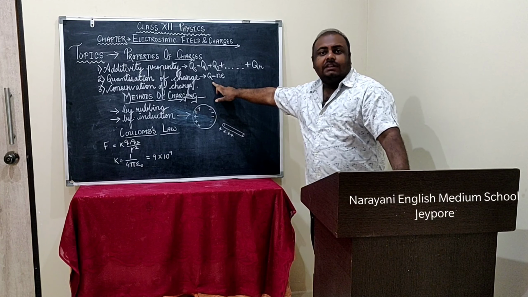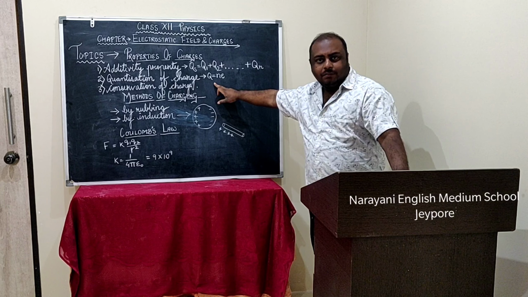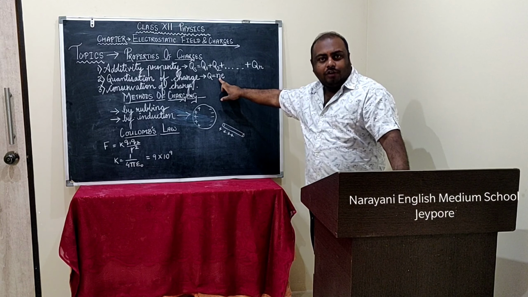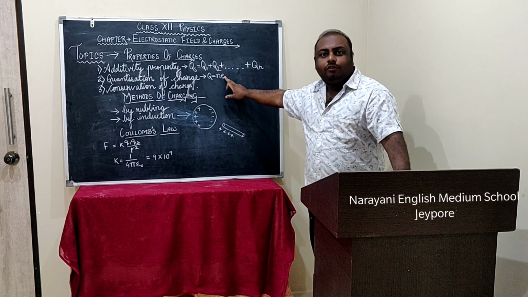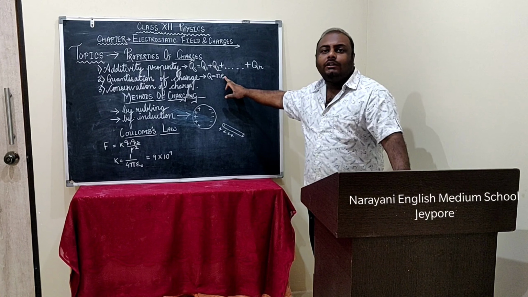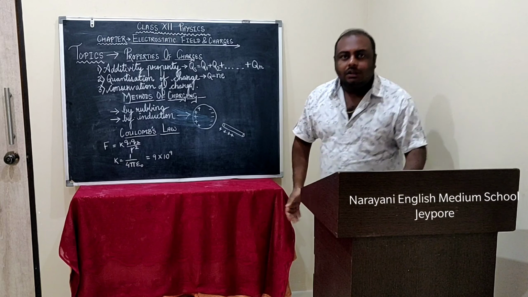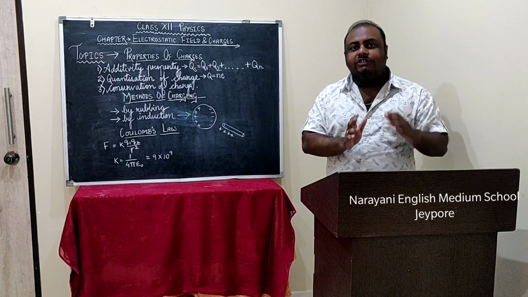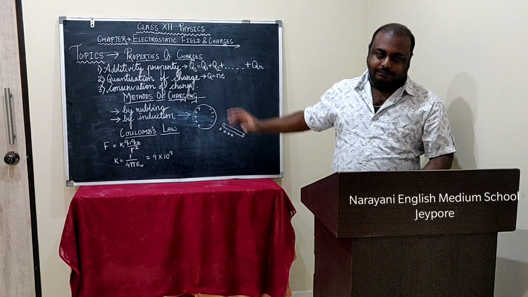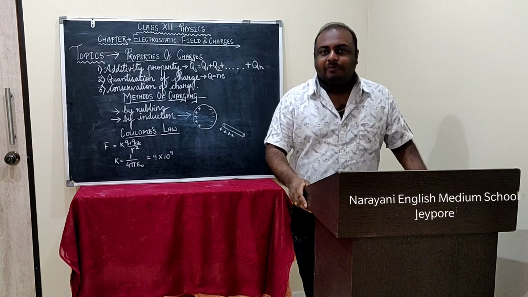Q is the charge obtained by the system, N is the number of electrons, and e is the charge of an electron, where e is equal to 1.6 into 10 to the power minus 19 coulomb. Again, what we have done here, we have converted our understanding into a formula. So this was the concept of quantization.